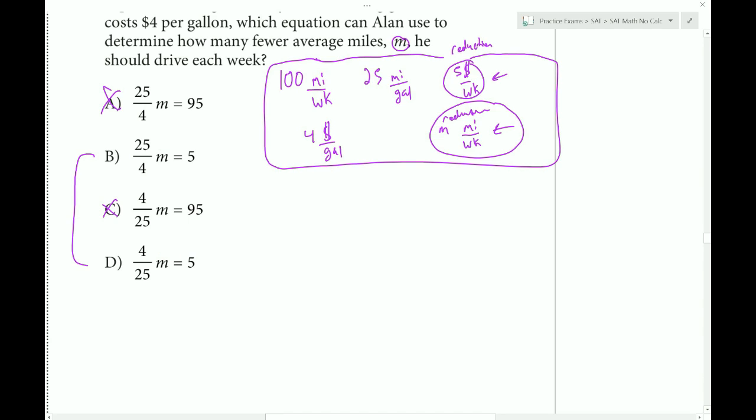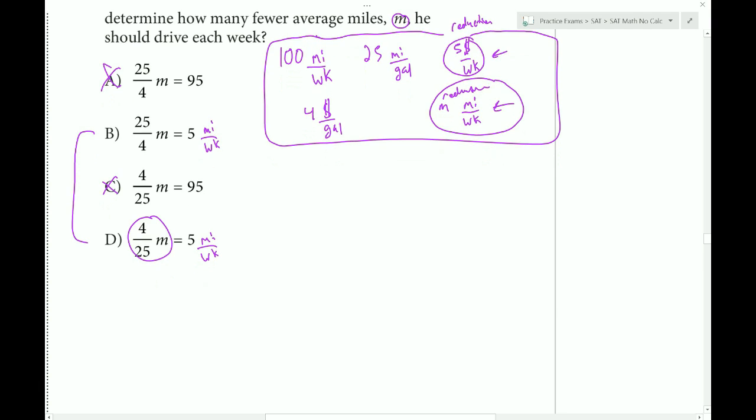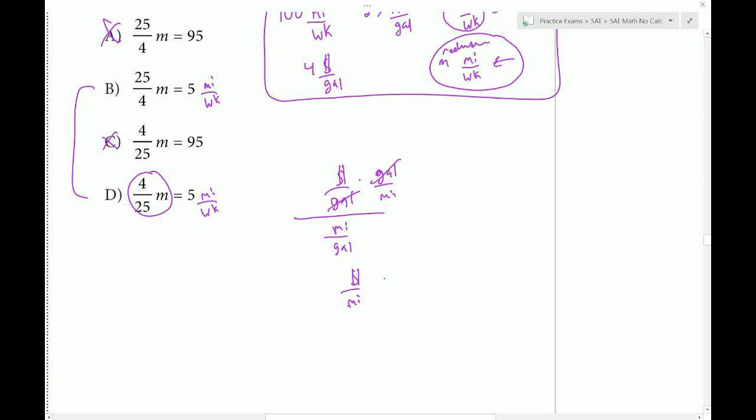So let's see. I know that 5 has units of dollars per week reduction. So I'd like, for the left side, to have the same units. Let's test it out. So 4 has got units of dollars per gallon. And then 25 has got units of miles per gallon. All right? So when we divide them, we can keep, change, flip. Gallons per mile. Gallons will cancel. I get dollars per mile. And then the number m has got what? Miles per week.